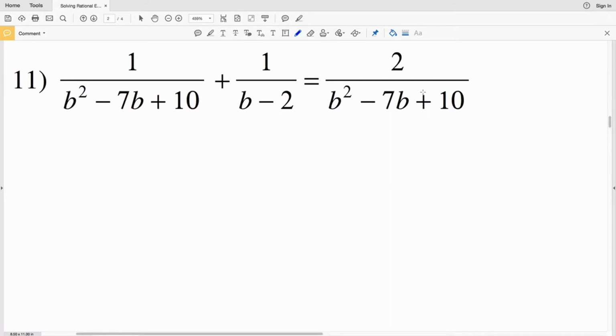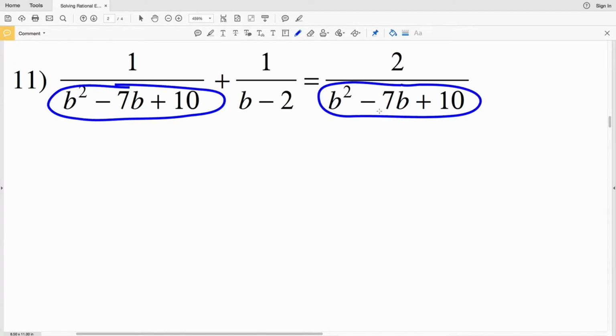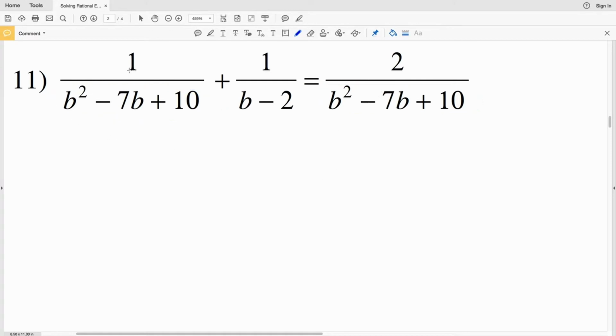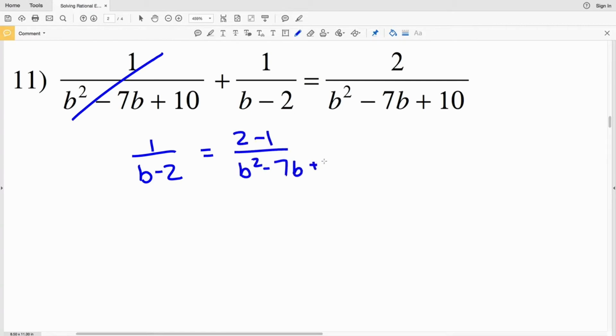In number 11, I'm going to start by rearranging the equation. I have two denominators that are the same, but I need them on the same side in order to combine. So I'm going to start by subtracting 1 over b squared minus 7b plus 10. I'll have 1 over b minus 2 on the left-hand side, and that will be equal to 2 minus 1 over b squared minus 7b plus 10, since I can combine the numerators on the right. So 2 minus 1 over b squared minus 7b plus 10.